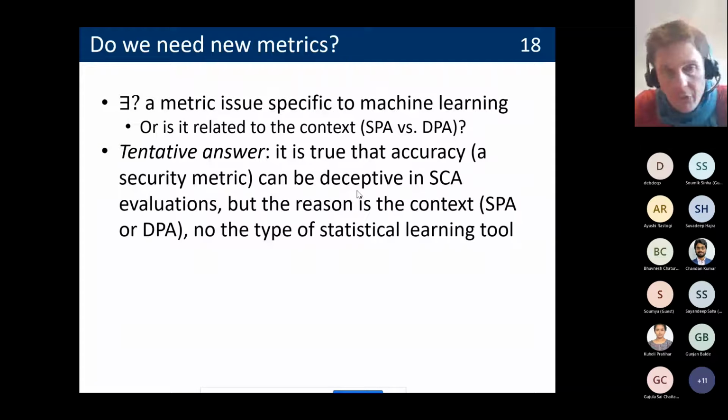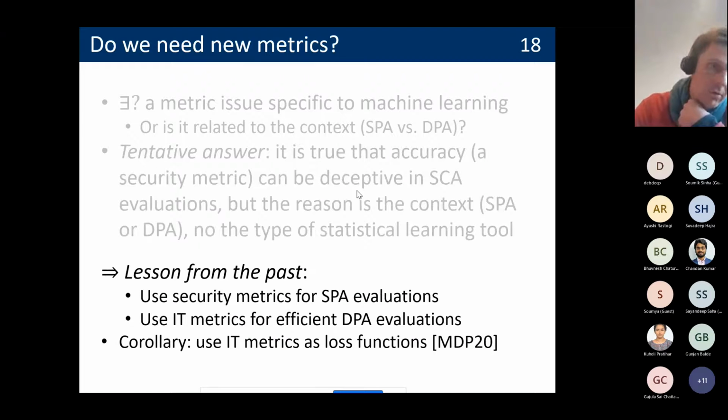on the one hand, it is true that accuracy, which is a security metric, can be deceptive in side channel analysis and in evaluation. But I would say the reason is not really the fact that you use one or the other statistical learning tool, the fact that you use machine learning or deep learning. It is just the context, whether you are in the SPA or DPA context. And if you are in the DPA context, indeed, it's not the right metric. So at least I would say this connects to the lessons from the past part of the title.